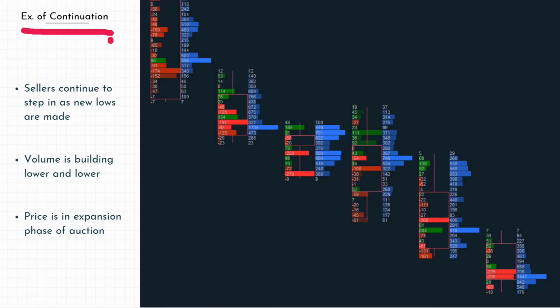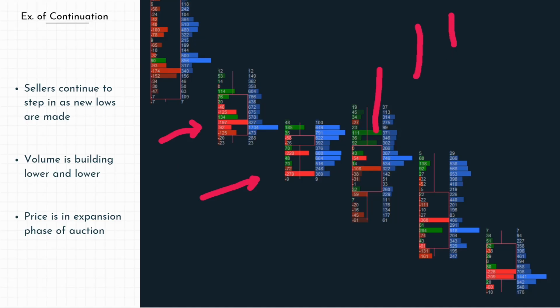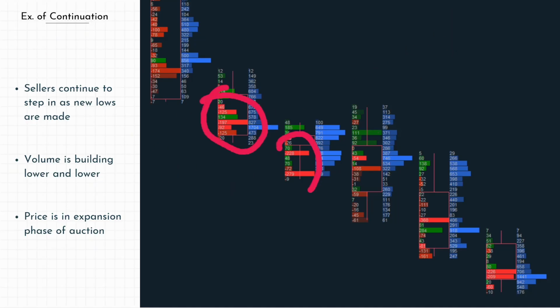I wanted to show an example of continuation. Continuation on a footprint is very clear and simple to see. Continuation looks like price moving directionally. So here it's all moving down. And as price makes new lows in this example, it could be making new highs in a trending example. As it's making the new relative low, you're seeing continuation of intention from buyers or sellers, whoever's controlling it.